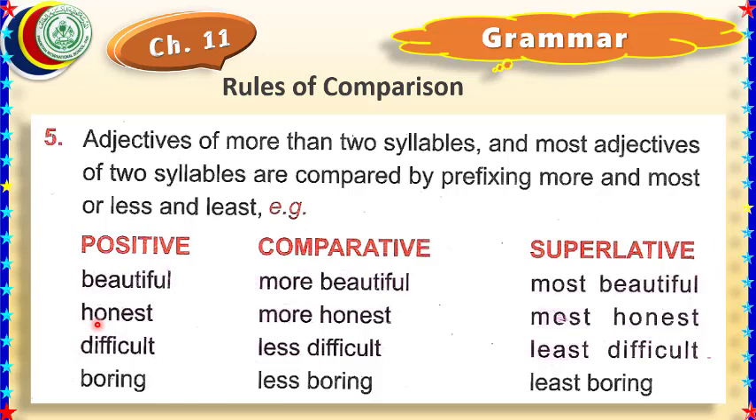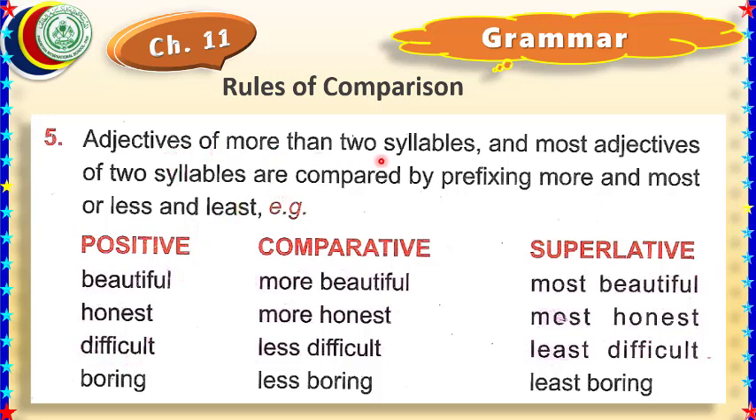Two. How many syllables are there in difficult? Difficult: 3. Dif is one syllable, fi is the second syllable, cult is the third syllable. Difficult, 3 syllables are there.